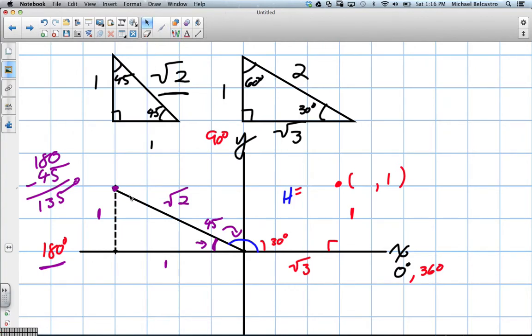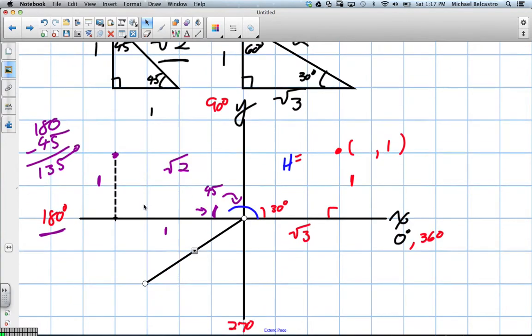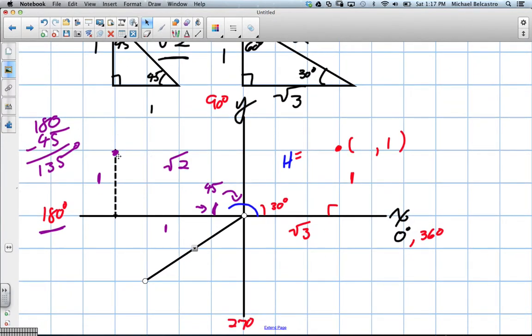Now let's say we get into another quadrant here. This is the third quadrant. If I get into the third quadrant here, the best way to do this is that every time we make a right angle triangle, it's always in reference to our x-axis. So we wouldn't do this. We're always going to make the right angle touching the x-axis.